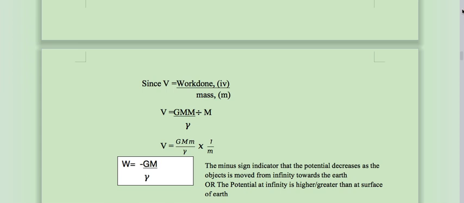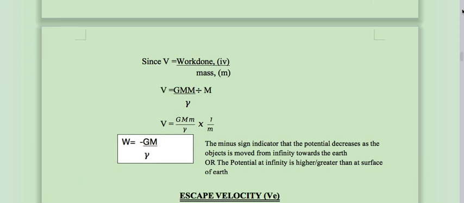Why the minus? The minus sign indicates that the potential decreases as the object is moved from infinity towards the earth. Or the potential at infinity is higher or greater than the surface of the earth. That's why the minus sign. However, when we are solving some calculations involving gravitational potential, we might not be required to put the minus sign.